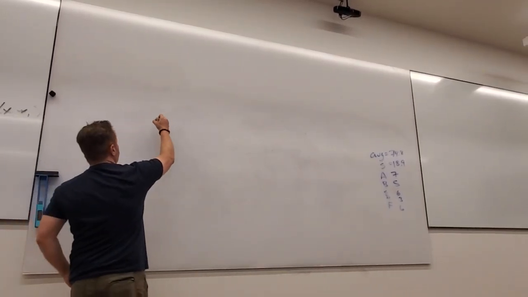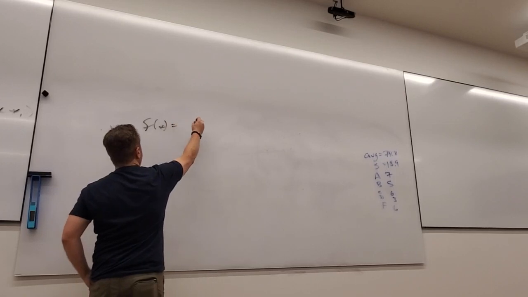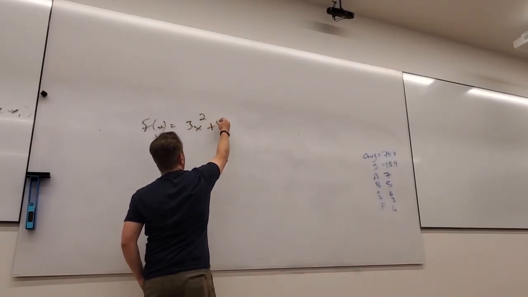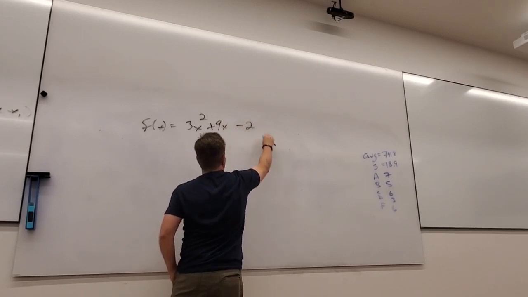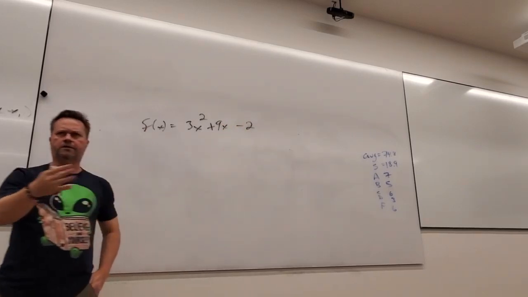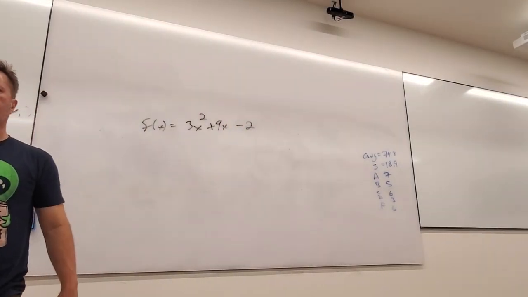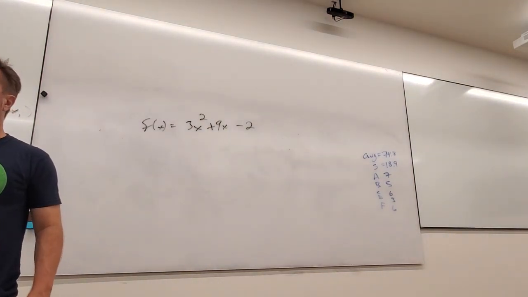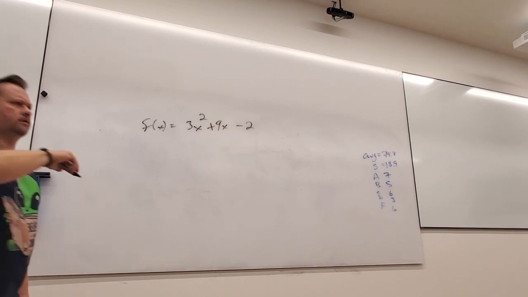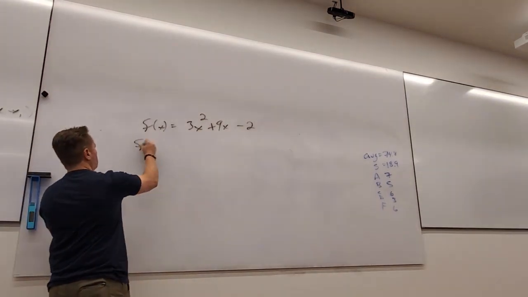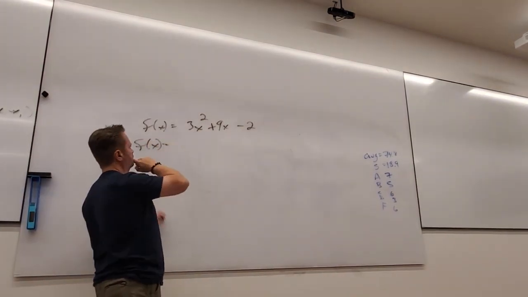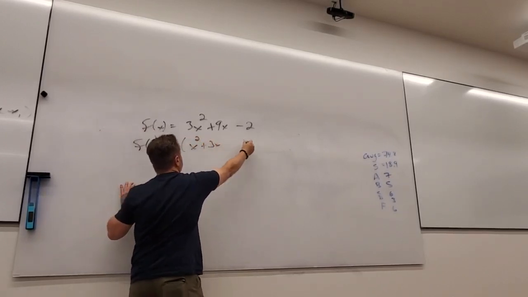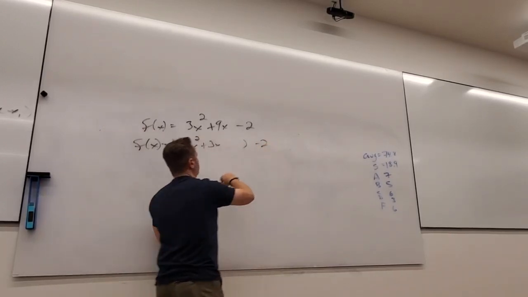So for example, let's say I have this here. And I have to put this into vertex form where I can see the vertex. You with me? What would you do first to accomplish that? Take out the 3. Take out the 3. And of course, move the 2 over. Got it.